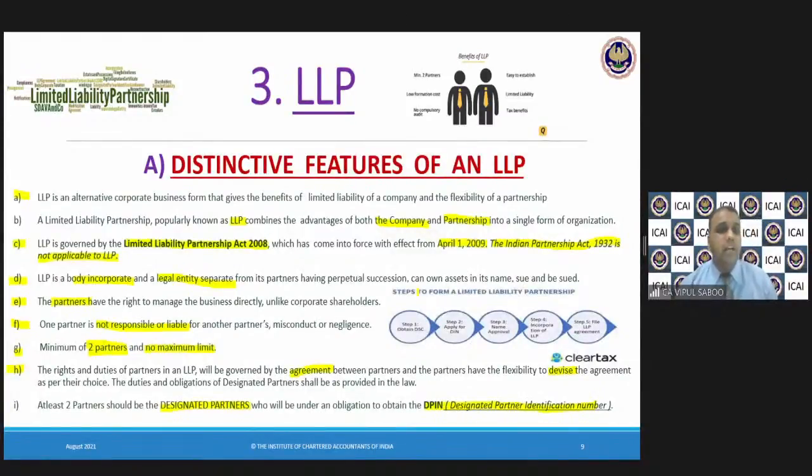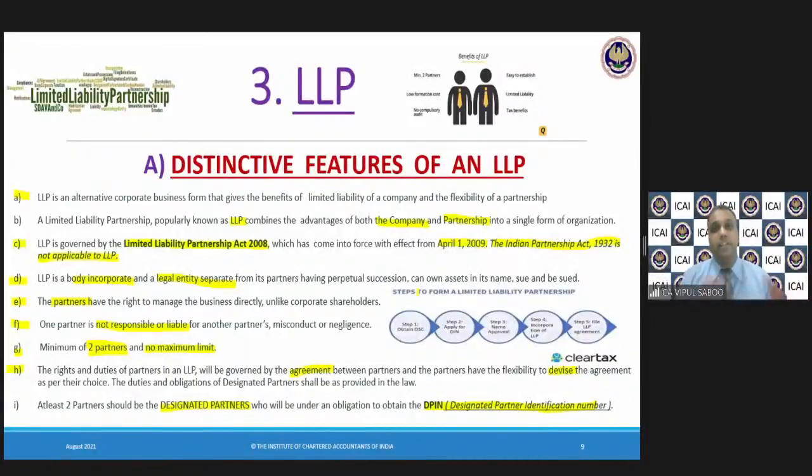Point E of LLPs. The partners have the right to manage the business directly, unlike corporate shareholders. If you see in the corporate form of organization, what do you have? You have the shareholders who are the owners, who purchase the shares. Their capital is what is invested in the company. They just give the money, right? Who manages the daily affairs of the company? The board of directors. The shareholders appoint the board of directors, and the board of directors manage the daily affairs of the business.